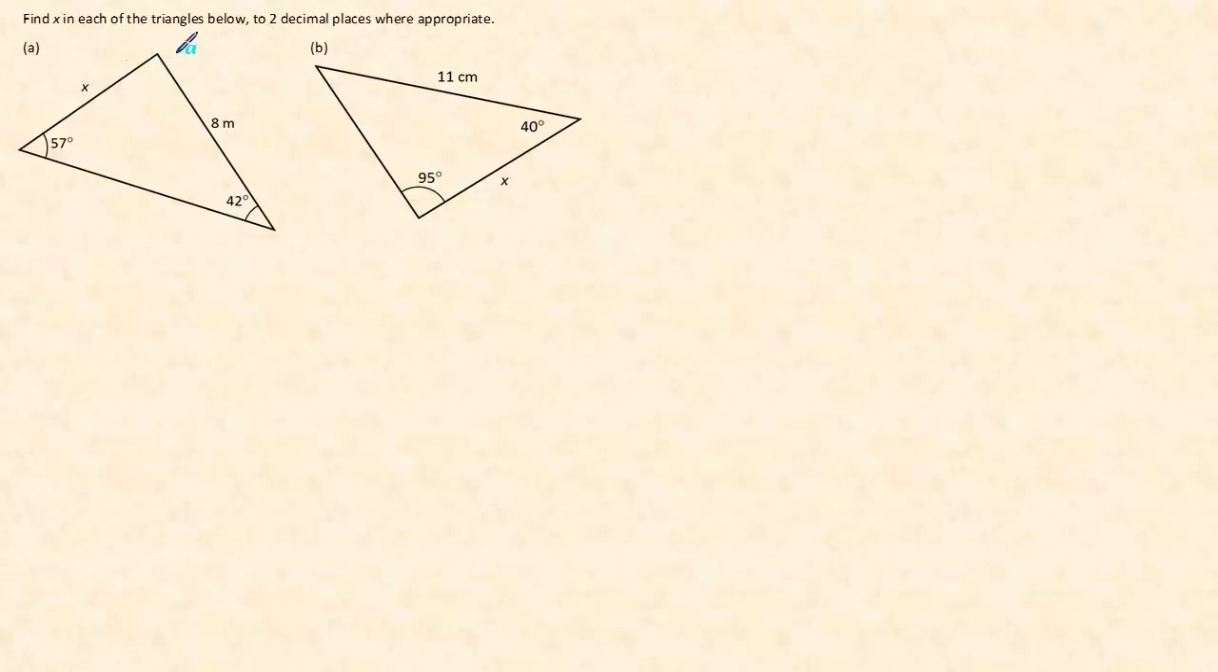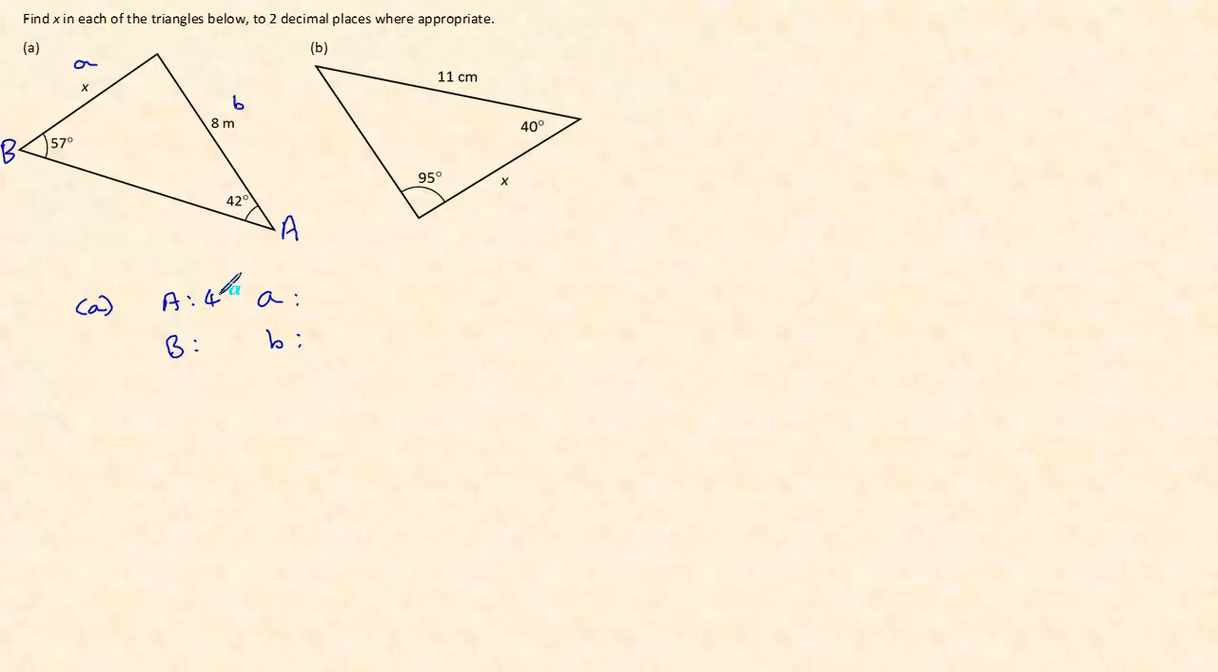Find x in each of the triangles below to 2 decimal places where appropriate. If I call this angle A and this side A, this B and this one B, then A and A, B and B.